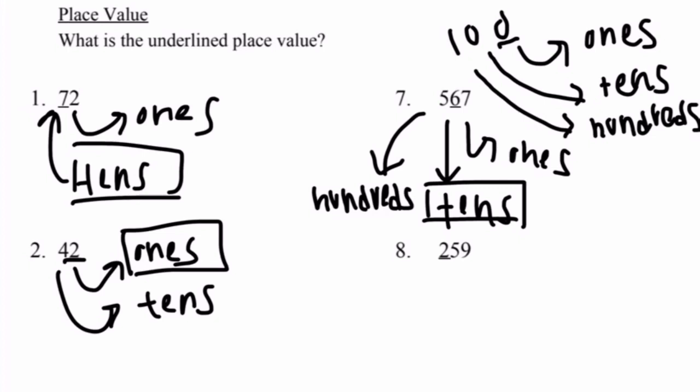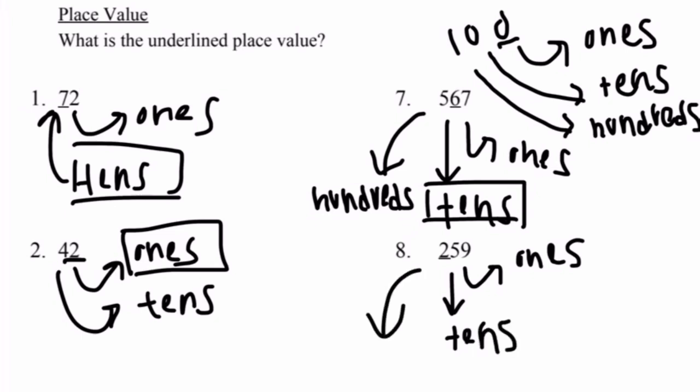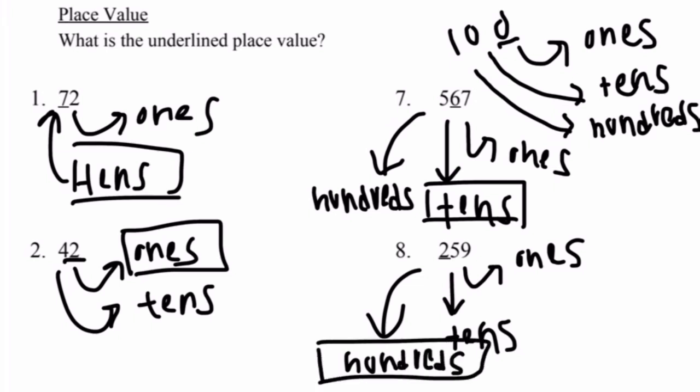Last but not least, number 8, 259. We know that the number 9 represents our ones place. We know that our middle number 5 represents our tens place. And we know that the number 2 represents our hundreds. Therefore, the underlined 2 represents our hundreds place.